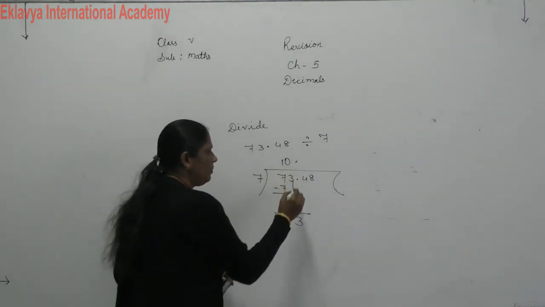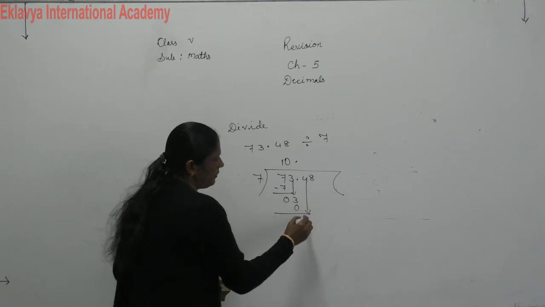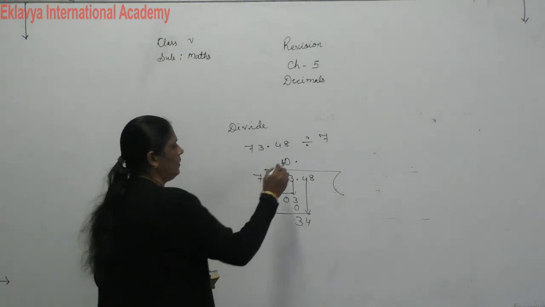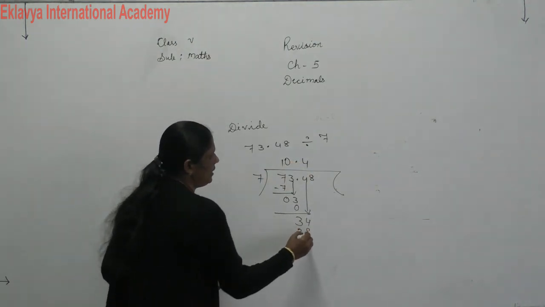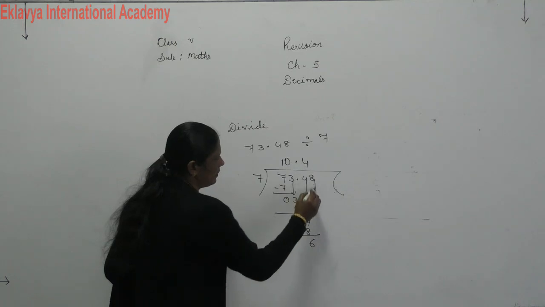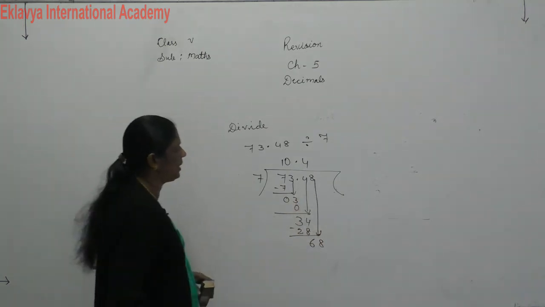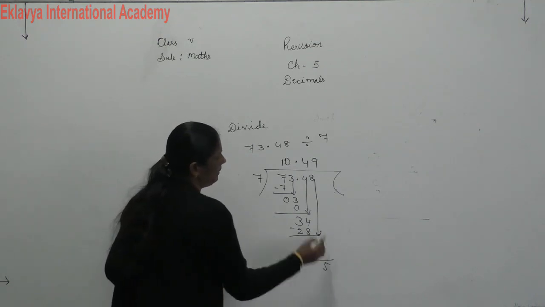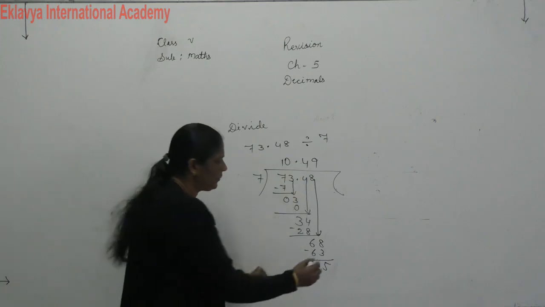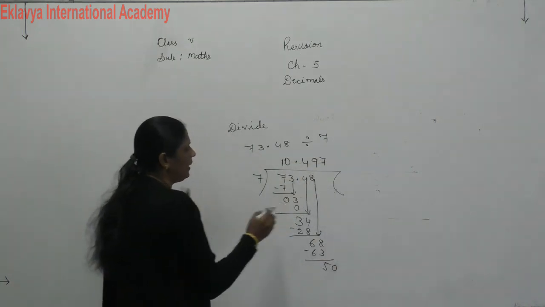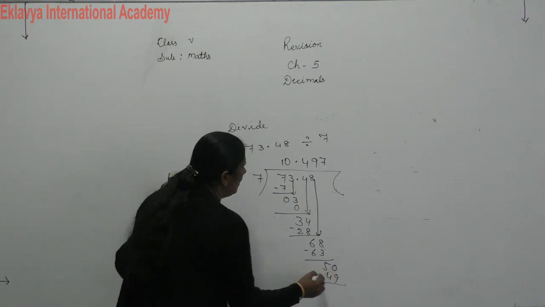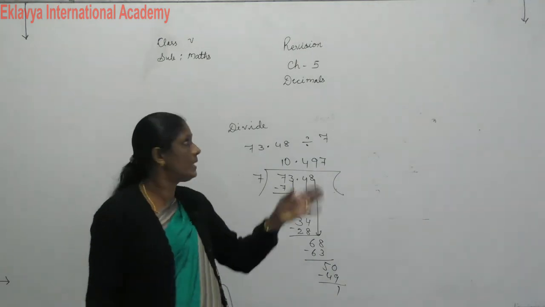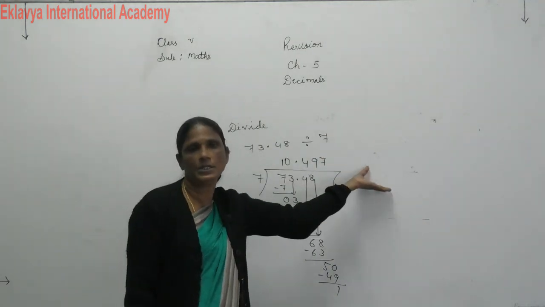Then put a decimal, this 4 comes here. Okay. 34, how many times does it go? 4 times, 28. Then 6, then 8, how many times? 9 times, 63, 5. The decimal is already here, therefore you put 7. Then our answer is 10.497.